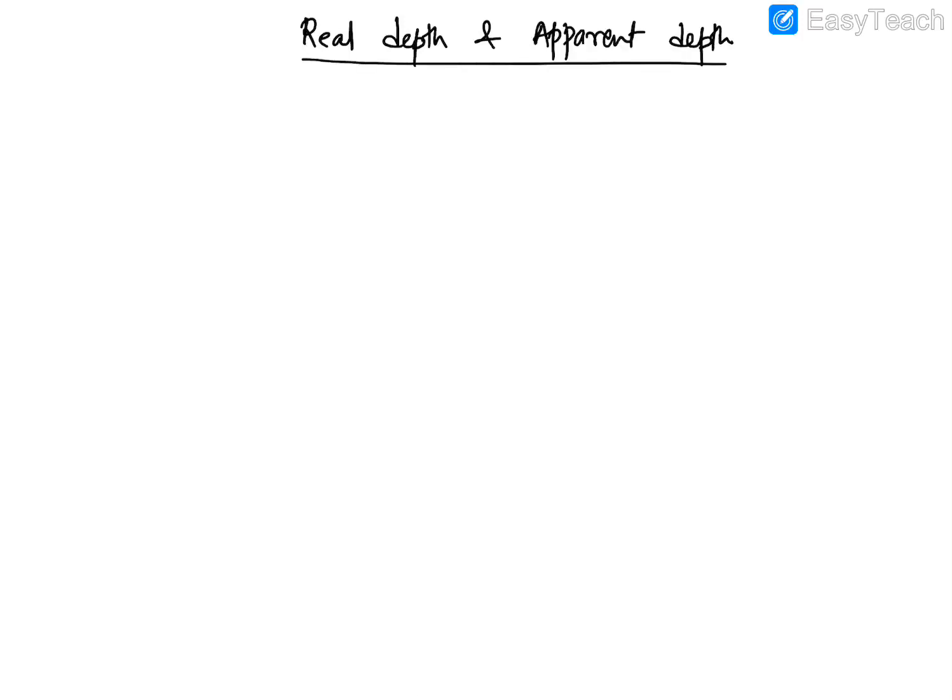Now, let's start. What do you mean by real and apparent depth? You must have noticed that if you're standing closer to a pool, the pool appears to be shallow, but only once you jump into it do you realize that it is deeper than you thought. Or when you stand in a swimming pool, you find your legs to be short, or short people find their legs very short in a swimming pool, because of the refraction of light. That is because of real and apparent depth.